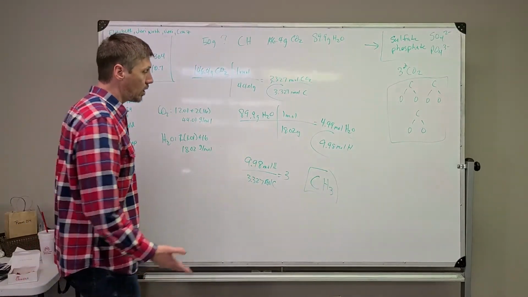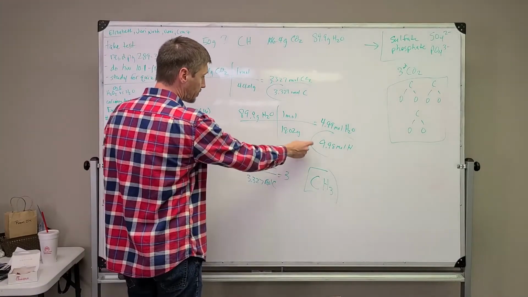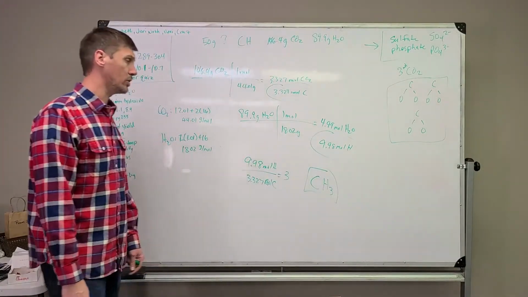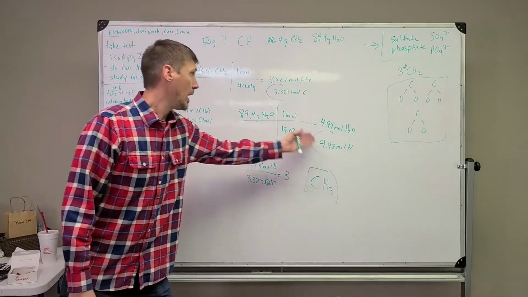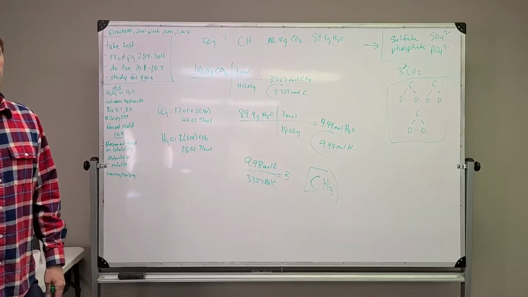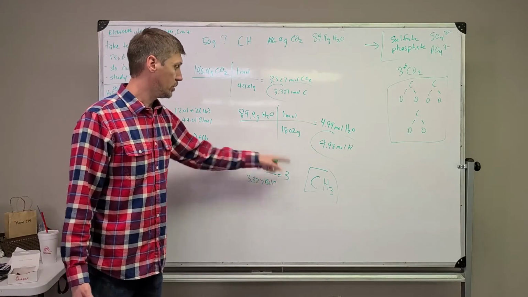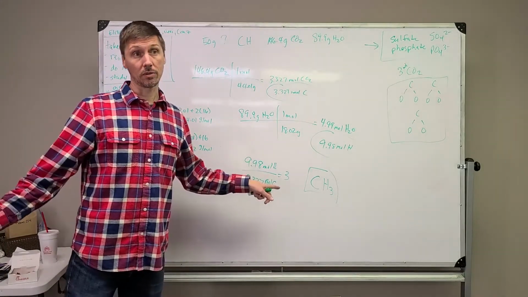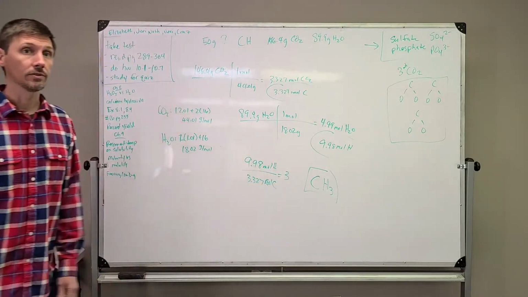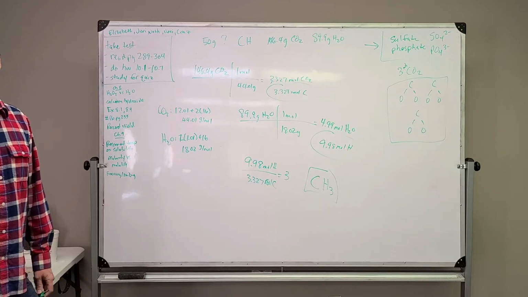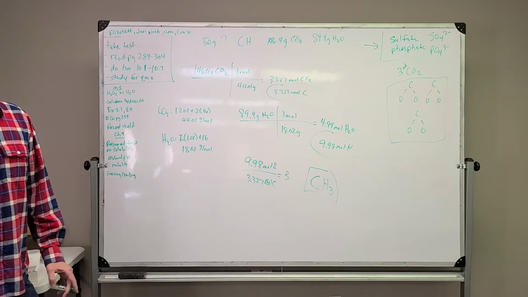And the reason that we know it's that way is because we put the bigger number on top, which was the hydrogen. There's more hydrogen, more moles of hydrogen than there is carbon. Okay? And so how much more? Well, doing this calculation here tells us there's 3 times more hydrogens than there are carbons. Does that make sense? All right.